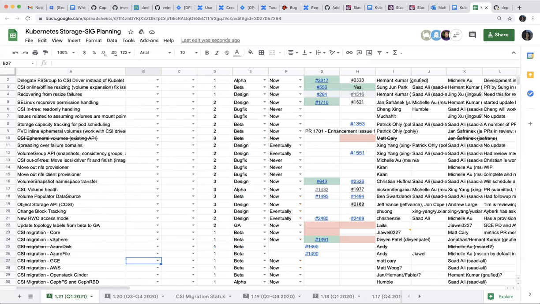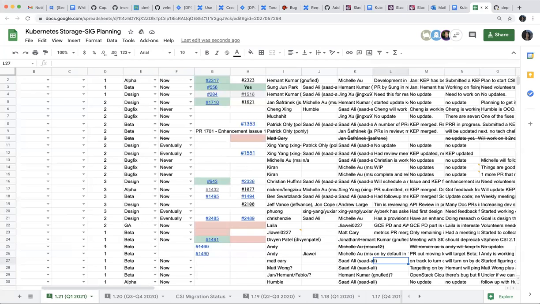Next one, CSI migration GCE. Matt, is there an update? I can update. We're still planning to have it on by default in 1.21. Currently we're working on fixing the kubeup script, and other than that, we're good. Okay, thanks.